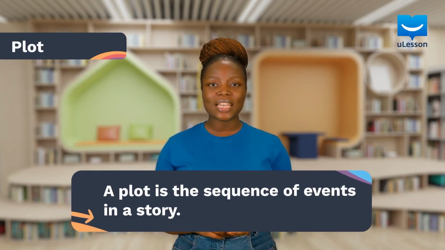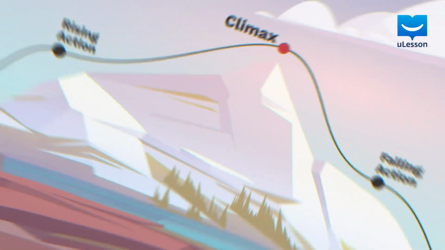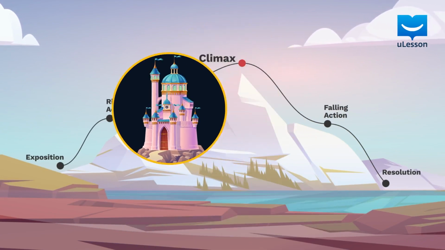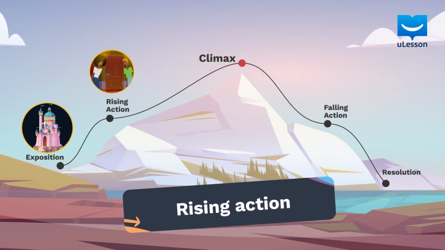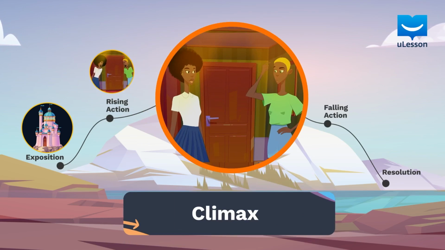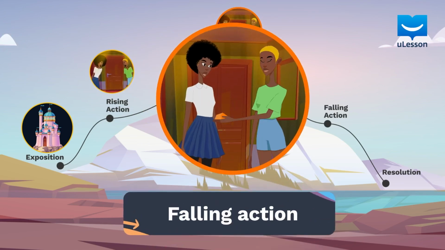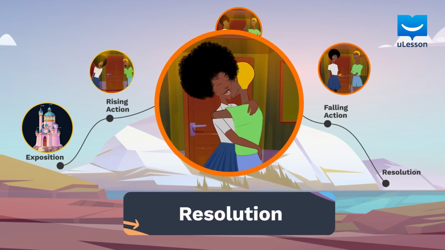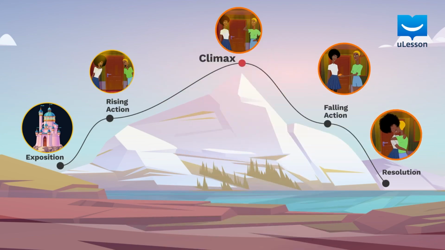Plot. A plot is the sequence of events in a story. It is structured into 5 parts. The exposition. This is where the characters and the settings are introduced to the audience. Rising action. The tension in a story begins to build at the rising action. Climax. This is where questions that arose from the tension in the rising action get answered. Falling action. The falling action is the winding down of the tension in a story, and then resolution or denouement. This is the ending of the story, and it wraps up all the events.